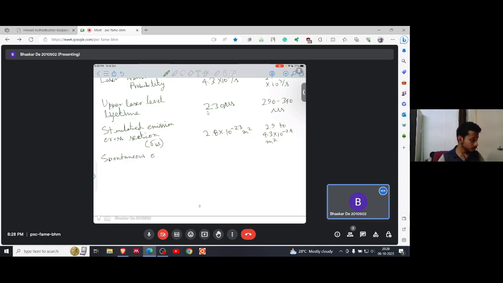Spontaneous emission line width is 1.2 into 10 to the power 11 per second, and here 7.5 into 10 to the power 12 per second, or 5 nanometer, where delta lambda UL is equal to 28 nanometer.